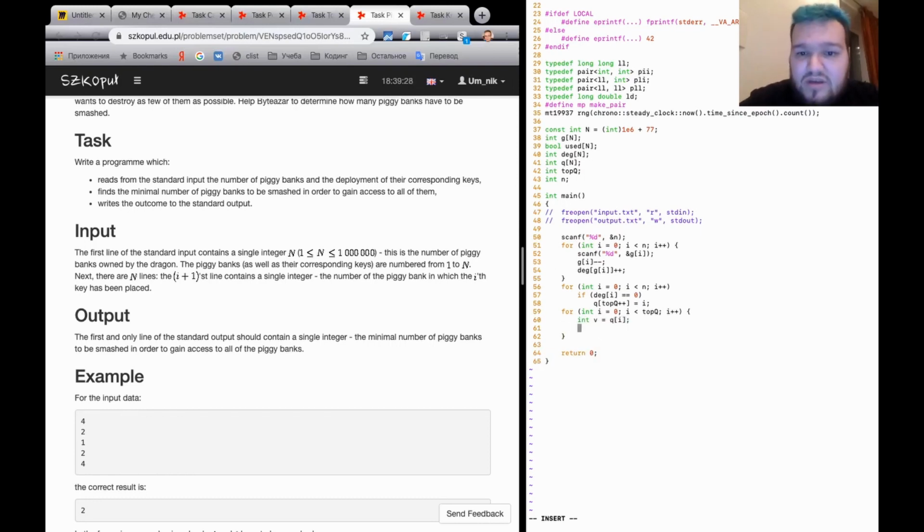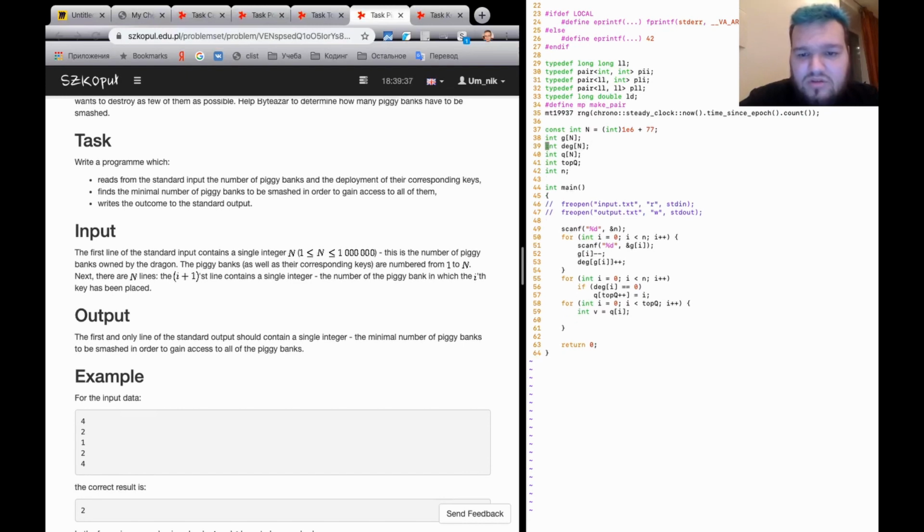We have vertex V. So what should we do? We should look at the outcoming edge from this vertex. It goes to G of V, and we erase this edge, thus decreasing the degree of G of V by one. And if it became zero, we should add it to the queue.